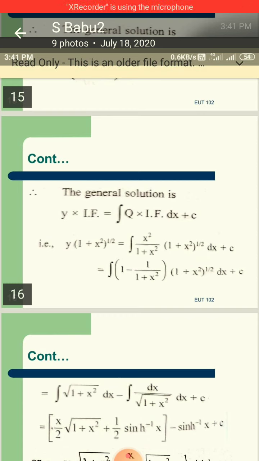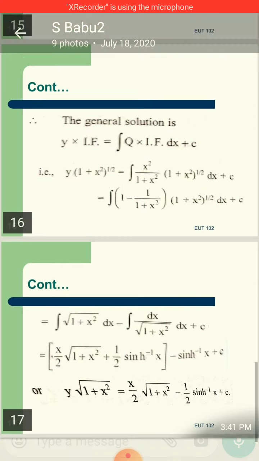So simply 1 plus x square power 1 by 2 and 1 plus x square whole power 1 can be cancelled, and it can be written in the form of 1 minus 1 by 1 plus x square, into 1 plus x square whole power 1 by 2, with respect to x plus c. Like that we can write.